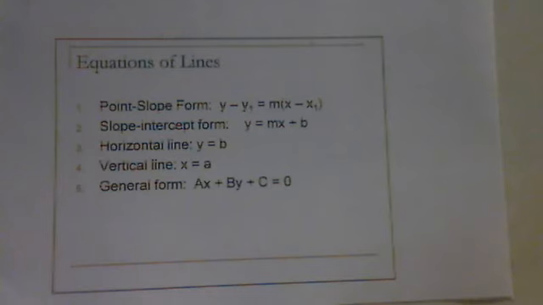The horizontal line is always y is equal to some constant b, and the vertical line will be x is equal to some constant called a. And then finally the general form, which is ax plus by plus c is equal to 0. All linear equations can be written in general form, ax plus by plus c equal to 0. Okay, so that will conclude this particular section on linear functions and slope.